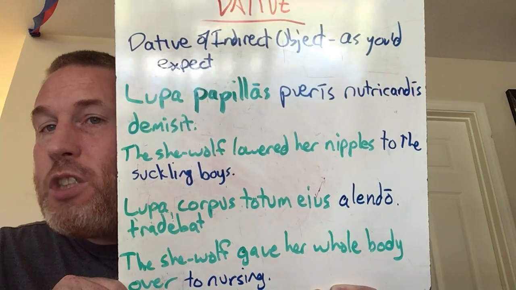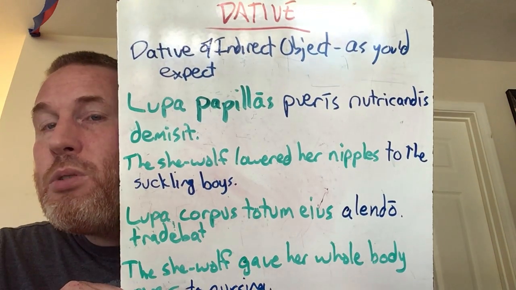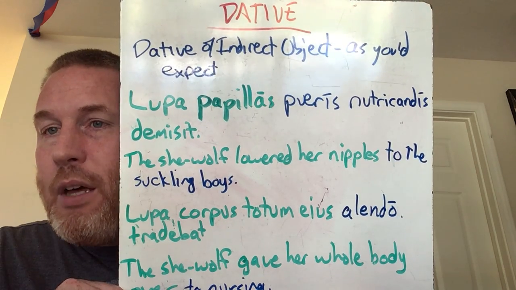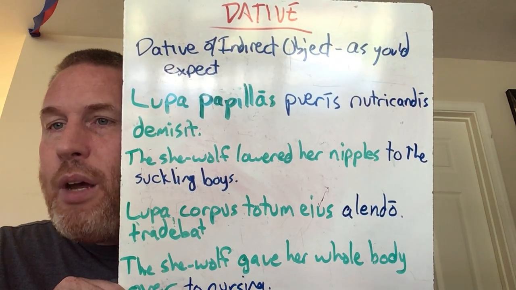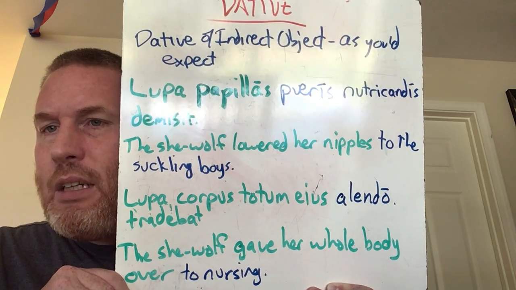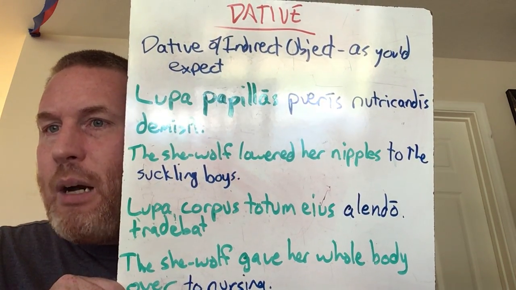In the previous one, just because of the way it's being used, nutricandis is modifying the pueris, right? There are ways you could have done it otherwise, but that kind of highlights the difference. So that is indirect object. Pretty clear. Okay. Now let's take a look at dative of reference.